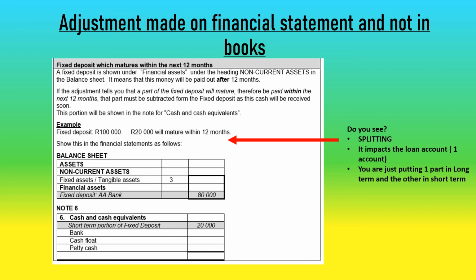Very important to see, you did not debit or credit any account. You did not do a journal. All you did was take the amount and split it into different places on your balance sheet so that the users of the financial statement can understand what is going to happen in the next 12 months and what's going to happen after the 12 months. Therefore, there were no journals, and this is an example of adjustments made on the financial statement and not in the books.